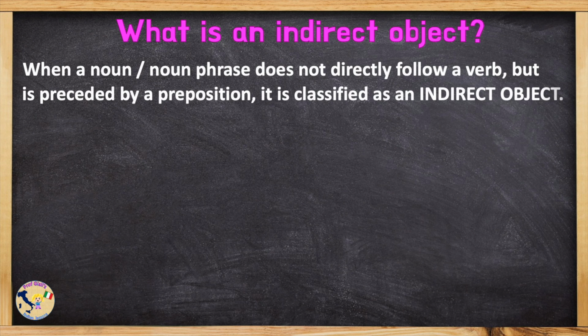In the sentence, the presenter speaks to the audience, the object the speaker is addressing is the audience. Because the audience is not directly following the verb, but is preceded by the preposition to, it is actually an indirect object. We can make this sentence more concise by replacing the indirect object, the noun, with an indirect object pronoun, which in the case of the audience can be either it or them. So we can say the presenter speaks to it or the presenter speaks to them.